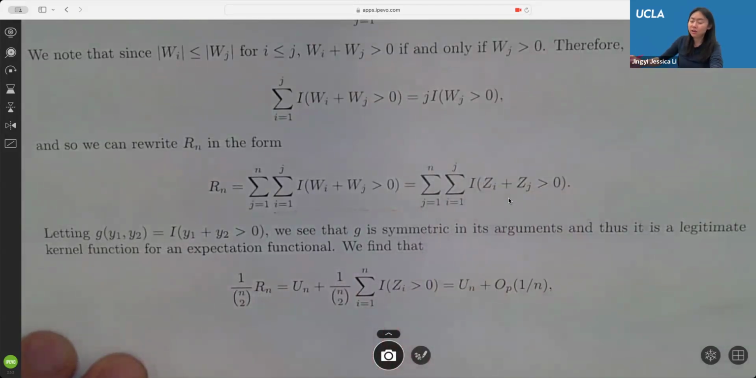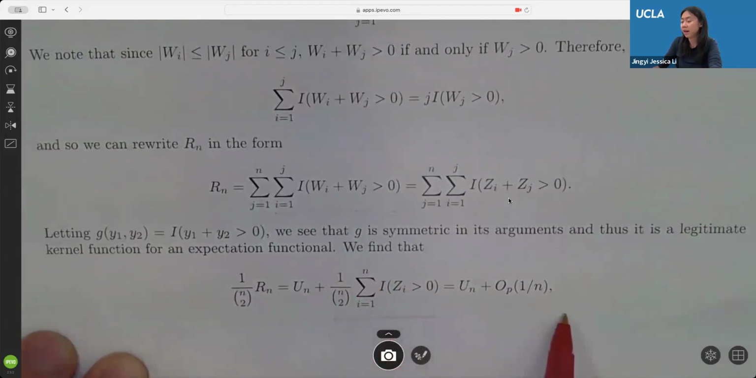That's it. But this term is actually not so important, because the sum is on the order of n, but the denominator is on the order of n squared. n choose 2 is on the order of n squared. So that's why you have this cancellation and you are left with the order of 1 over n, which will go down to 0, right? So that's why Rn divided by n choose 2 is dominated by Un, and Un is the U statistic.